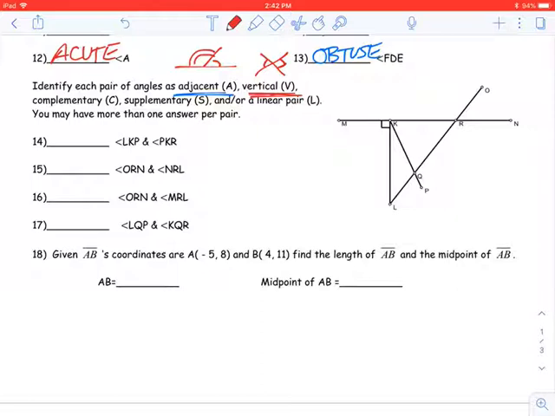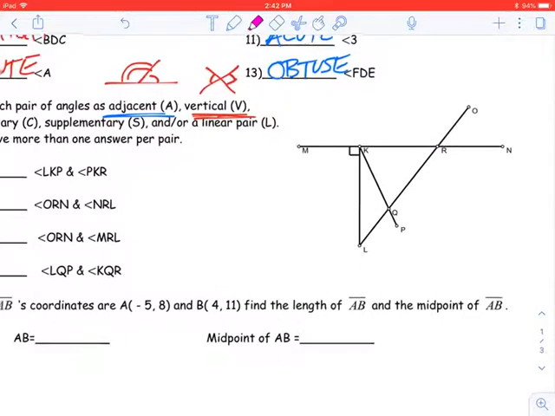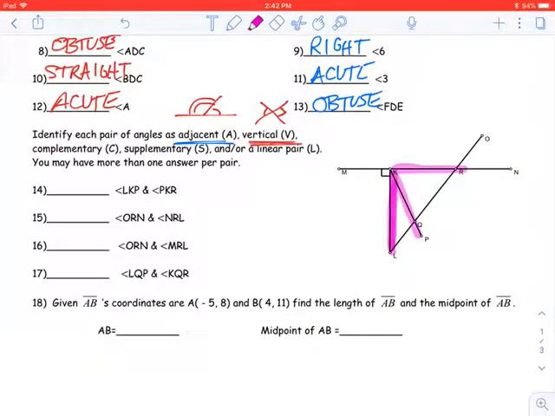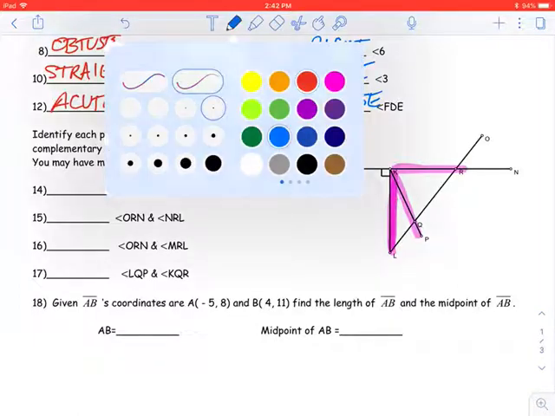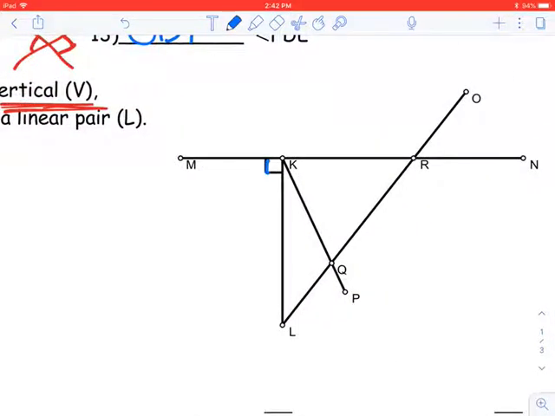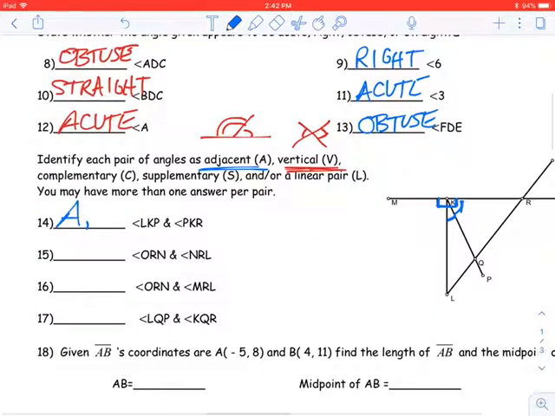So LKP, first one, LKP and PKR. LKP is this one, and PKR is this one. Okay, so what's it look like? Well, first of all, they do share a side. This side right here, they share, so that'd be adjacent. And then also, if you look right next to it, this is a right angle, and if you're talking about this one and this one, it's right next to it. And since they are together and make a right angle, that's complementary. You can make a right angle.